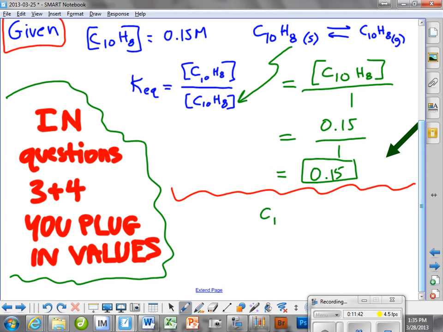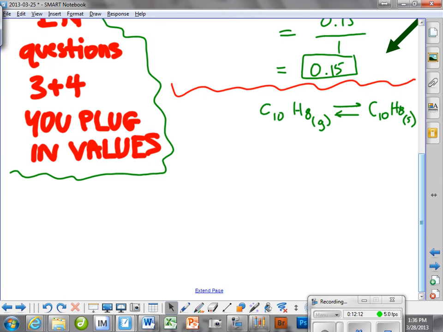C10H8, and this would be gas now. And by the way, you can do this with any equation, but you're going to change the equilibrium constant when you do. C10H8, and this guy's going to be the solid. Now the plot thickens a little bit here. Watch what this means. What's the K equilibrium now?